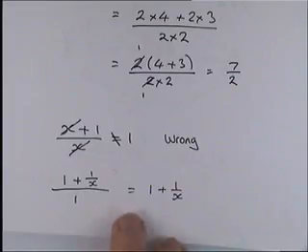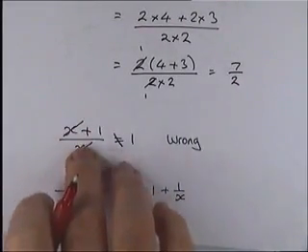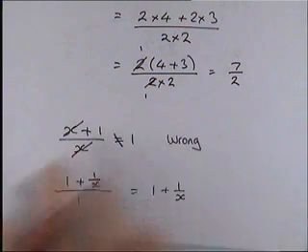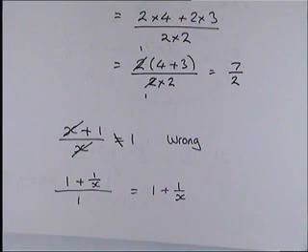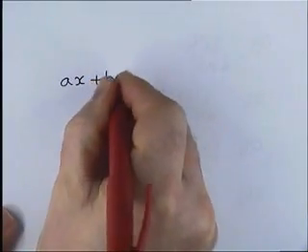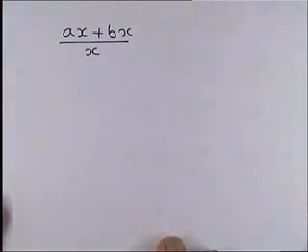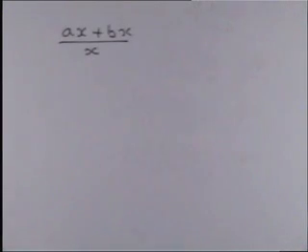Okay, so don't cross out individual x's when there's more than one term in the numerator. You have to look for a common factor. Right. ax plus bx over x. Now, pause your video and see if you can work out how to simplify that fraction.